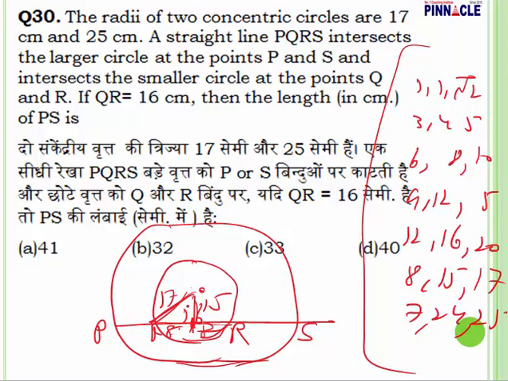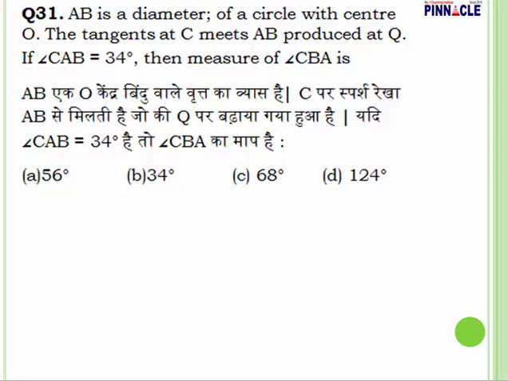This is 8, this is 15 and this is 17. So this is 15, and this is the radius, which is given as 25. So 15 and 25 means this would be equal to 20. Why 20? Because this triplet will be used, 15, 20, 25. If this is 20, then this would be 20 too, because it will divide into two equal parts. 20 plus 20 is 40. D should be the answer. So from the Pythagoras triplet, we have solved this question in an easy manner without calculation.